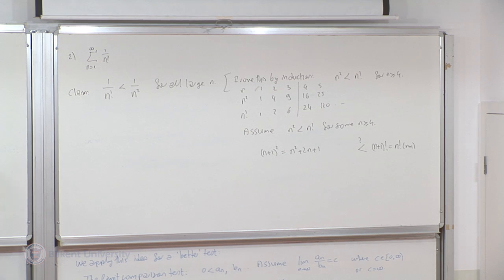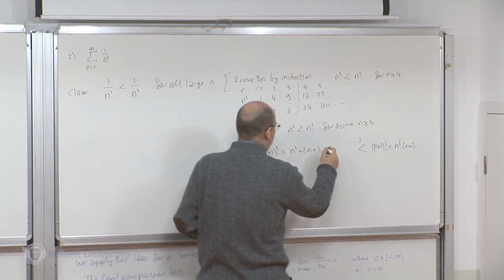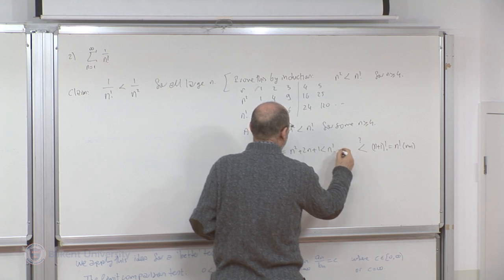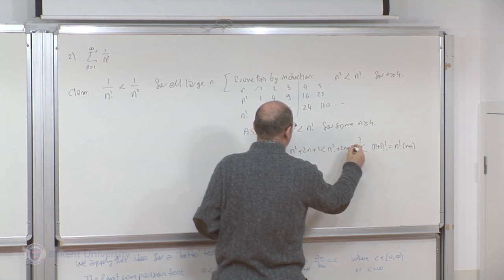I know that n squared is less than n factorial. So this is our assumption. So let's also put that here. This is less than 2n plus 1.